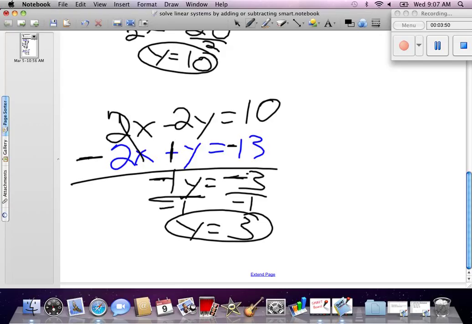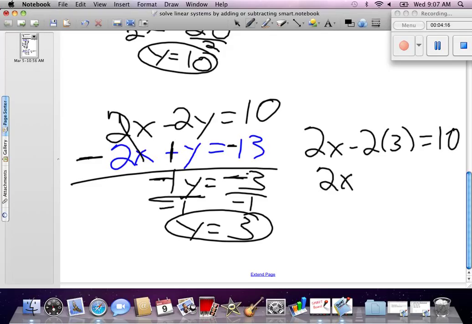Alright, Hayan, what do I do now? I've got y, what am I missing? So what do I do? Which one do you want to plug it into? The top one? Okay, so I get 2x minus 2 times 3 equals 10. And Hayan, what do I do first? Which gives me what, Hayan? Thank you. Bruce, what do I do now? I add 6 to 10, good. And I get 2x equals 16, thank you.